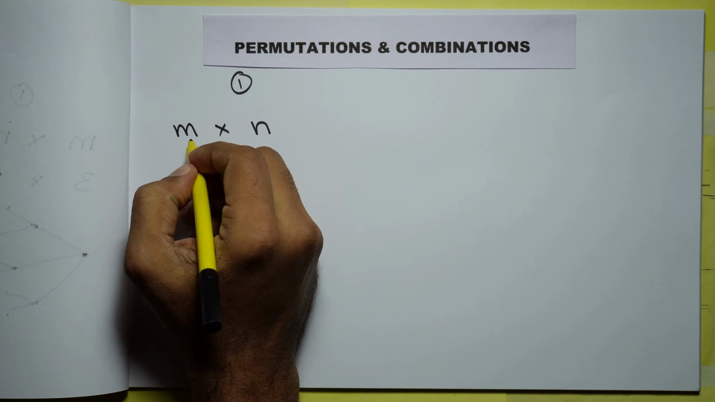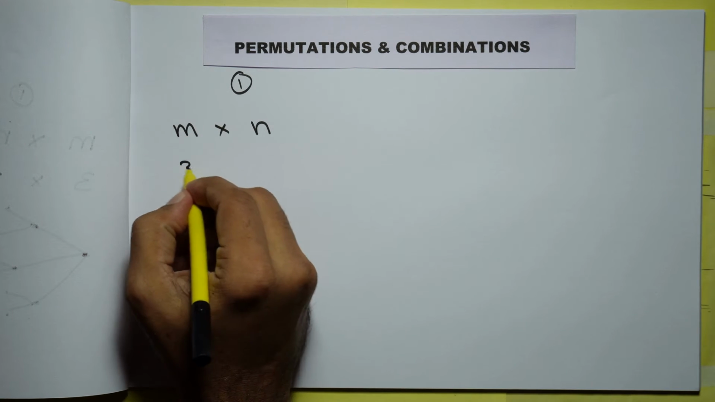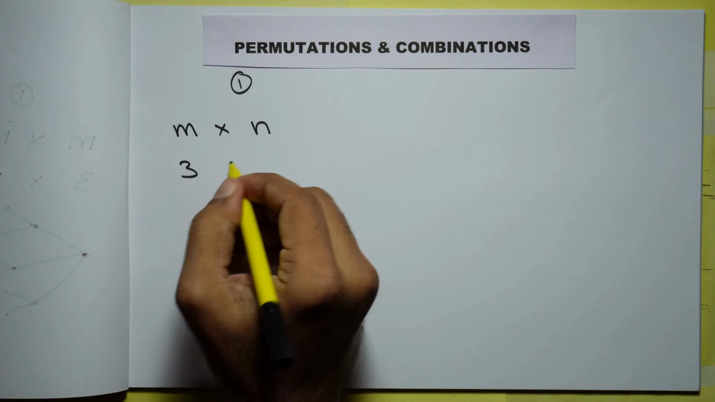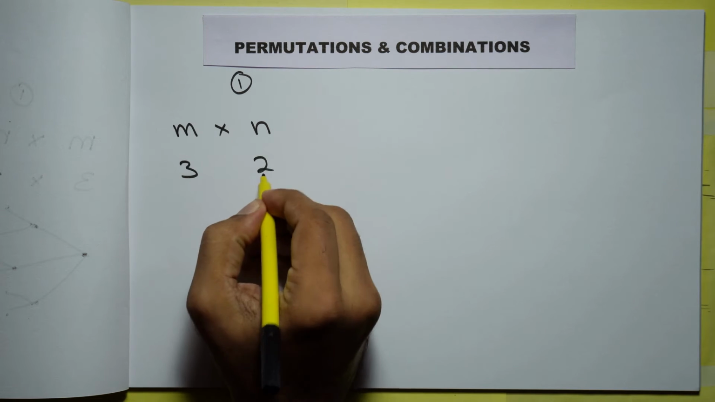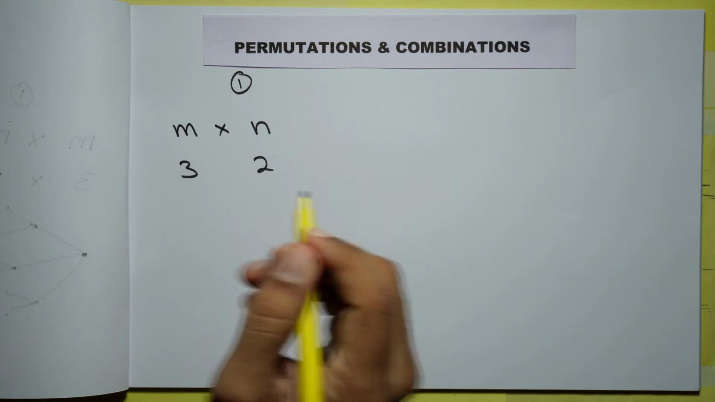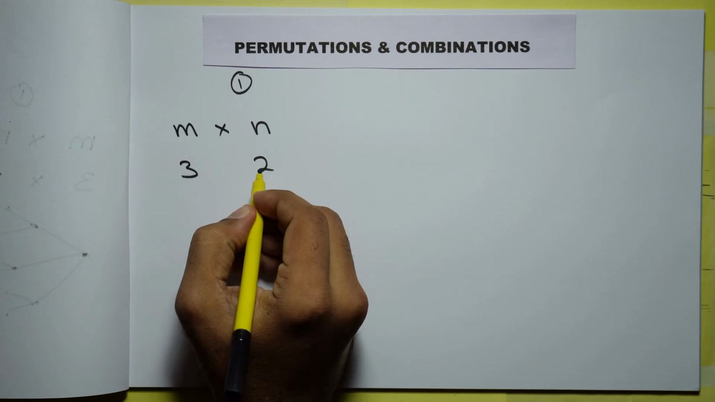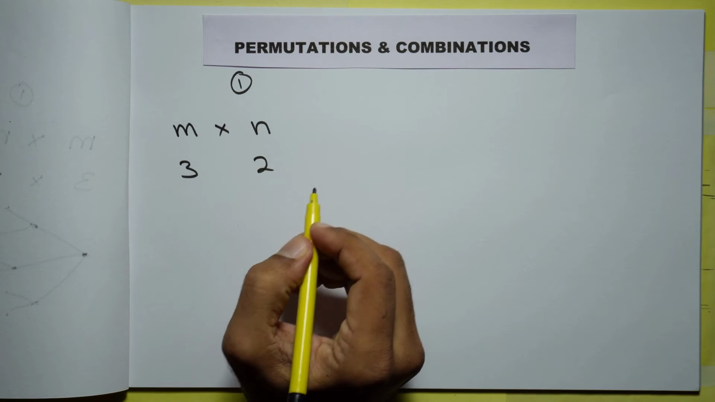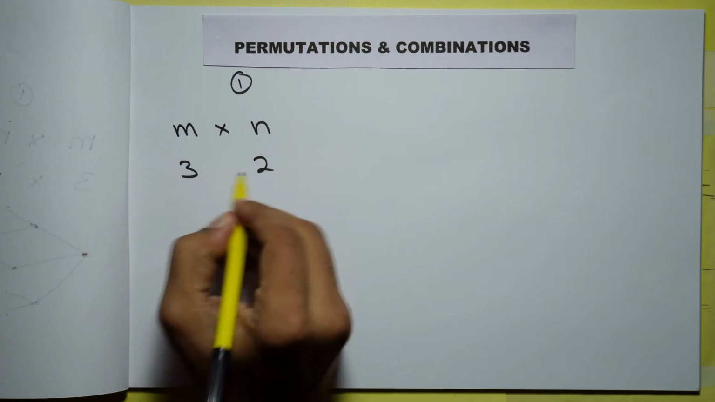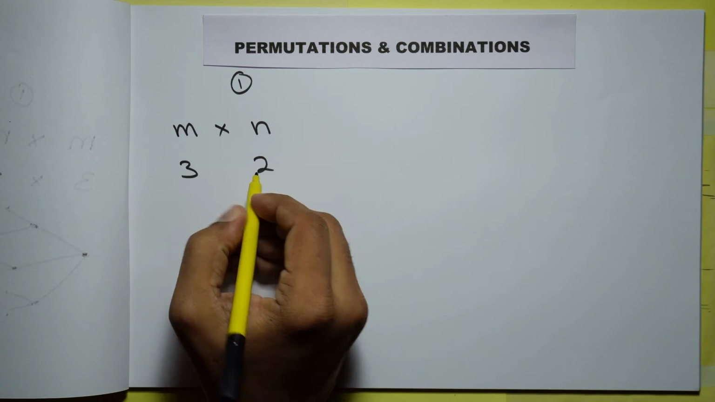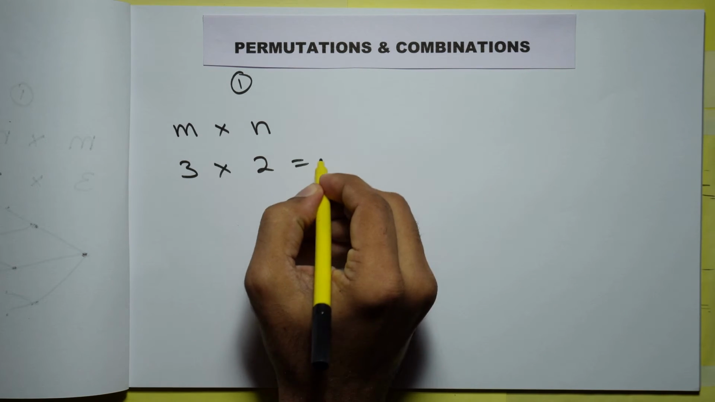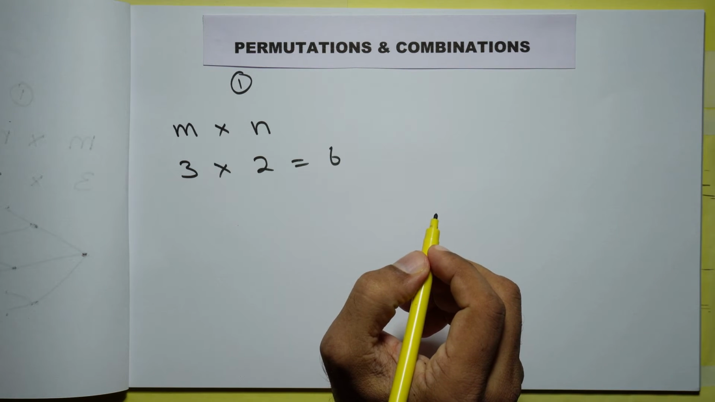Let us take an example. Let us say for one experiment, there are 3 possible outcomes. And for another experiment, let us say there are 2 possible outcomes. Now you are going to do both the experiments. Then totally how many outcomes are possible? This and this. Whenever and comes, you have to multiply. So 3 into 2, altogether 6 possible outcomes are there.